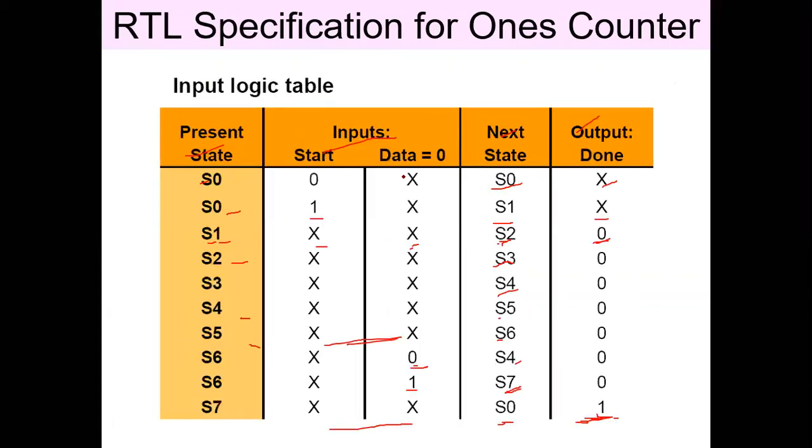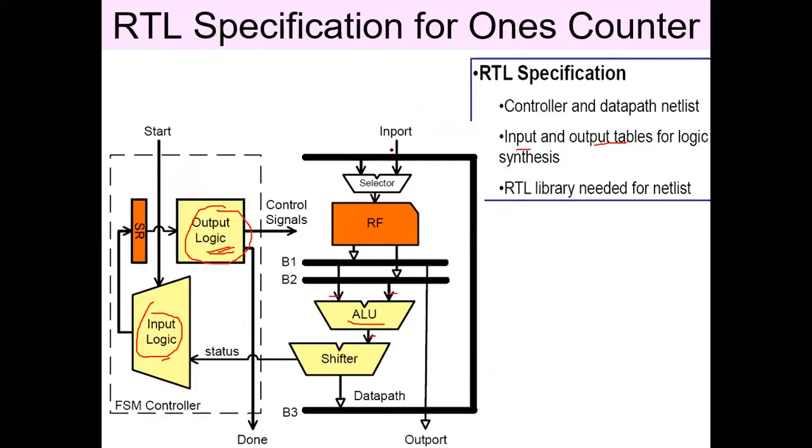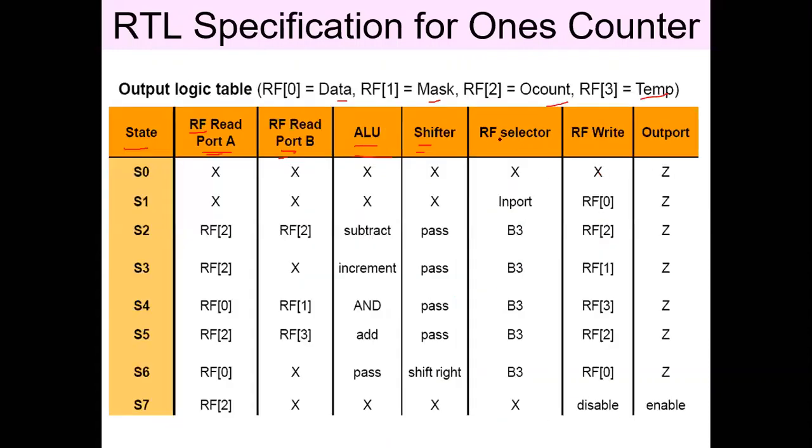Okay. What is the input? Whether it is from the input port or whether it's output from bus 3 or whatever be the source of this particular data, that has to be specified here. RF selector means it specifies the source of that particular data. And RF write means where to write, the location to write.